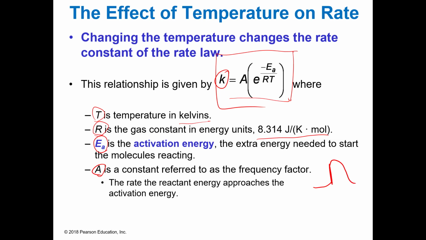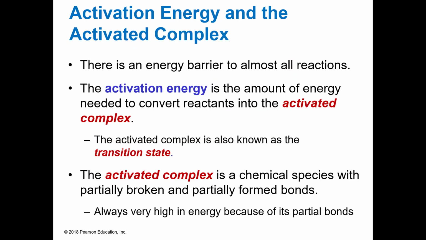If you think about this, this would be a pretty short A because it's going to approach that quickly. If it does more like that, that's going to be a larger A because the rate that it's approaching the activation energy is going to be a lot lower. So A is something that is defined, predetermined.